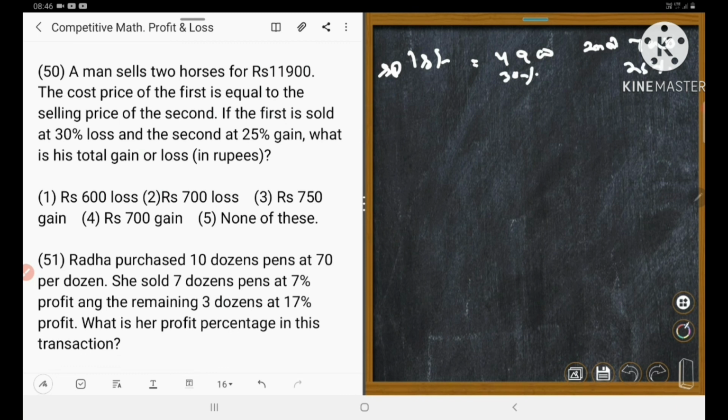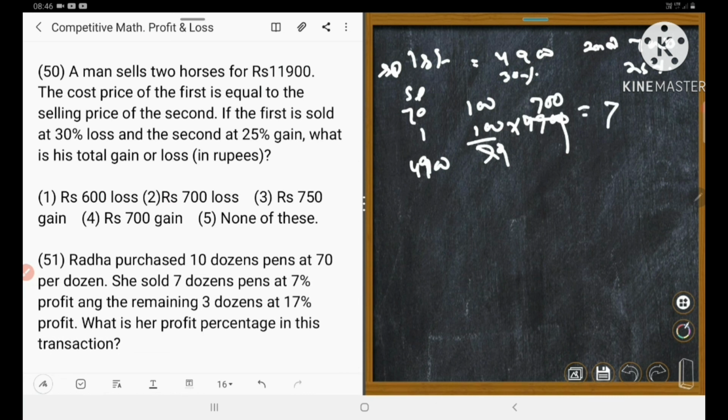So calculate it. In the first instance, 70 SP is equal to 100 CP. So 1 is equal to 100 upon 70. Therefore 4,900 times 100 upon 70 is 7,000. This is the CP of the first.